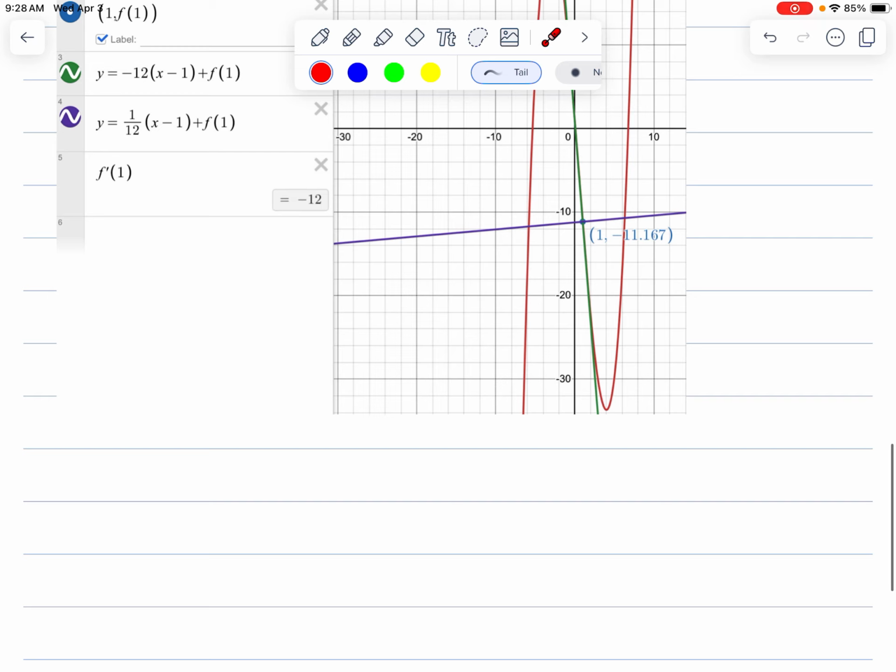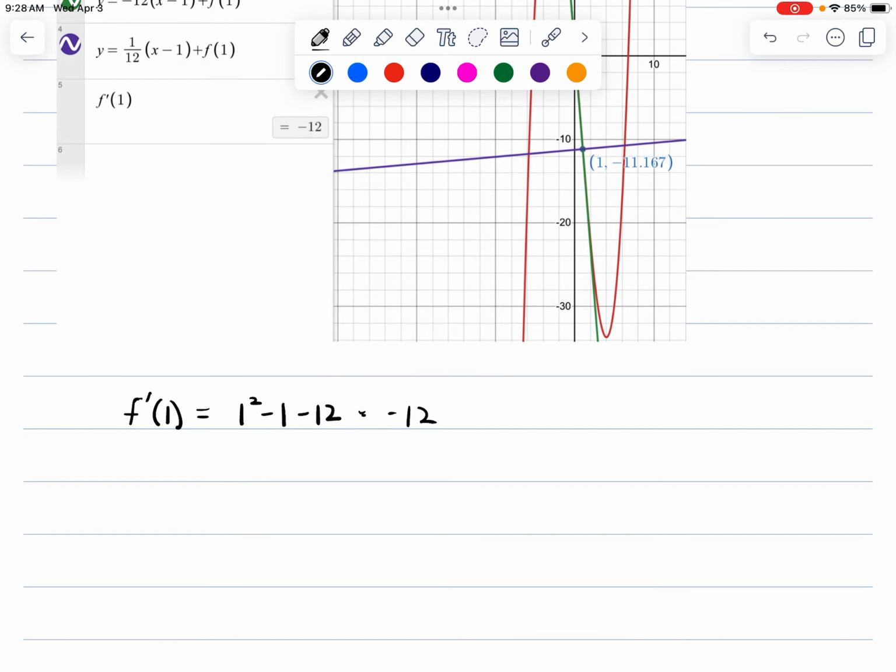Now, remember how we find the slope of the tangent. It's the derivative. So what we want to do is we want to say, okay, I want the derivative f prime of 1. So that's going to be 1 squared minus 1 minus 12. So it looks like that's negative 12. That right there is our slope of the tangent. So this is m. I'll call that the slope of the tangent.